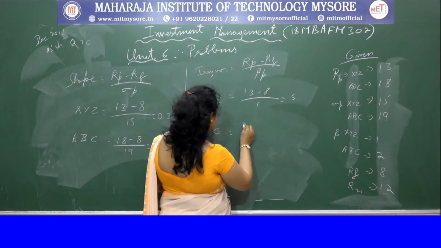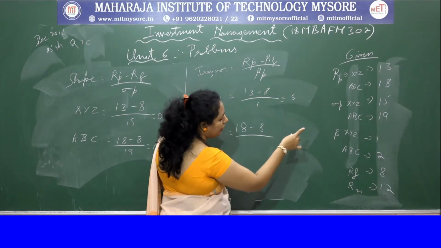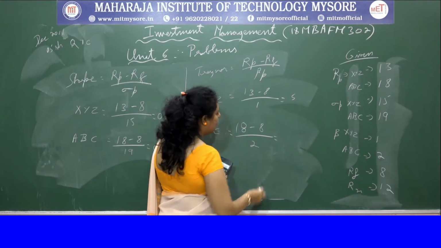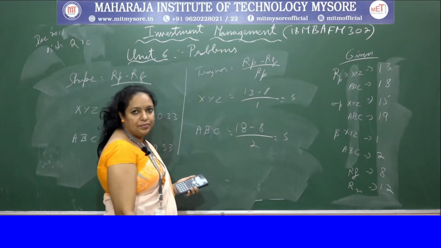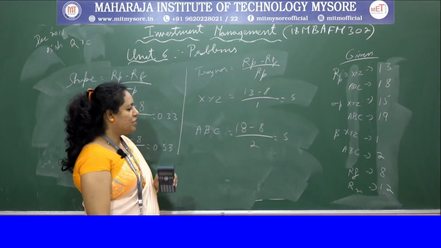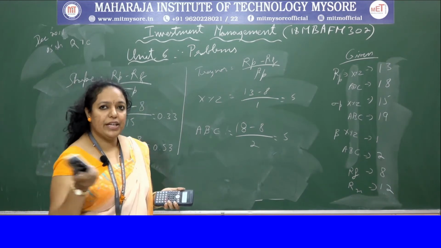Here it is 18 minus 8 divided by beta, which is 2. So 10 divided by 2, we get 5. Okay. So Sharpe's measure and Treynor's measure we have already done. So now we have to do Jensen's measure.